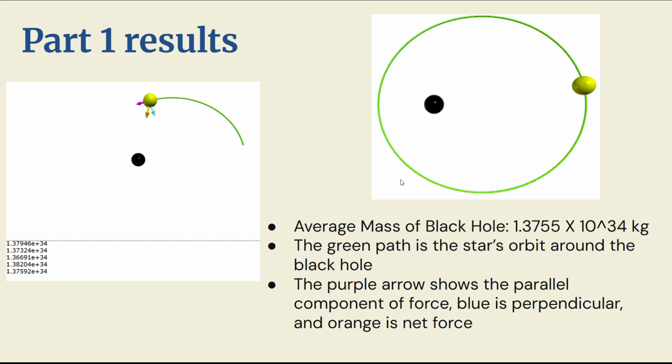So from part 1, I found the mass of the black hole to be 1.3755 times 10 to the 34 kilograms. The green path is the star's orbit around the black hole. The purple arrow shows the parallel component of force, which points in the direction of motion. Blue is the perpendicular component, which points towards the center of the turning circle, and the orange arrow is the net force, which points towards the black hole.